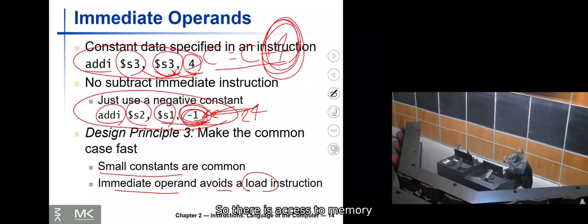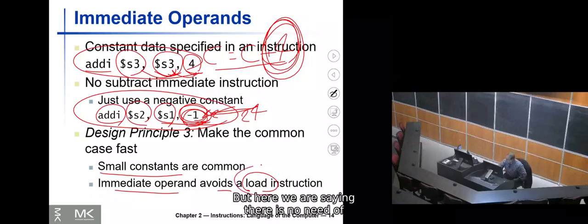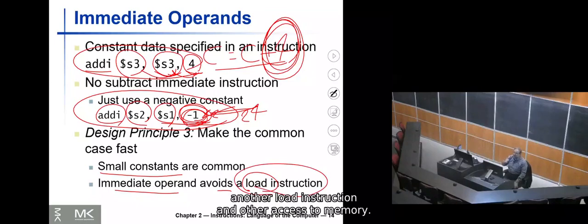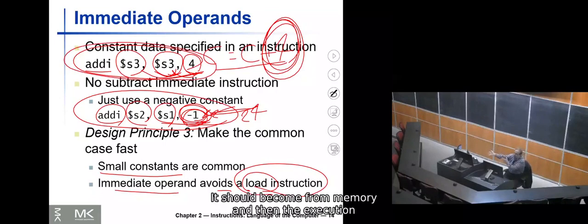So there is access to memory to bring the instruction and then executing. But here we are saying there is no need of another load instruction, another access to memory. The first access, which was for getting the instruction, will be the same for this. This is also an instruction, and it is stored in memory. It should come from memory, and then the execution starts on this instruction. So these are the same.